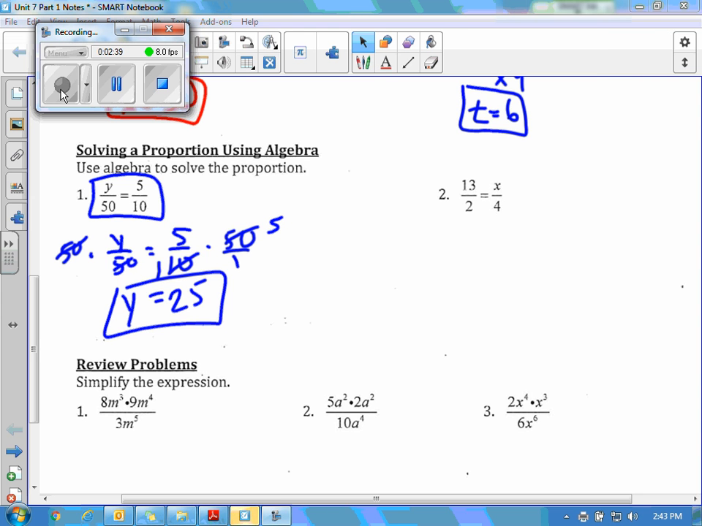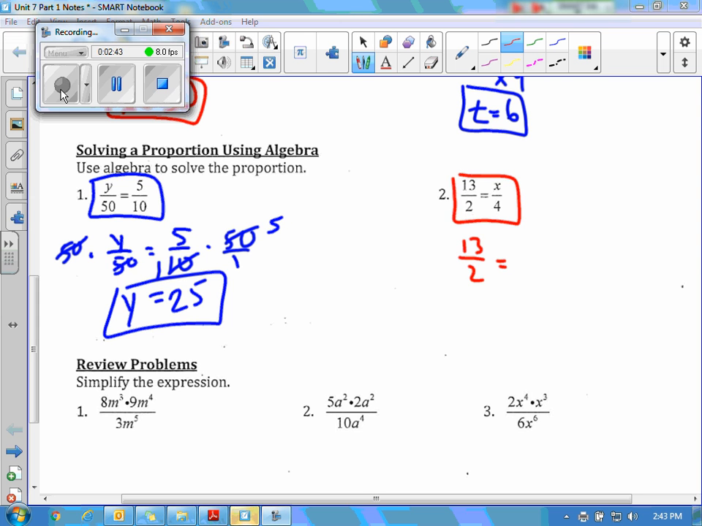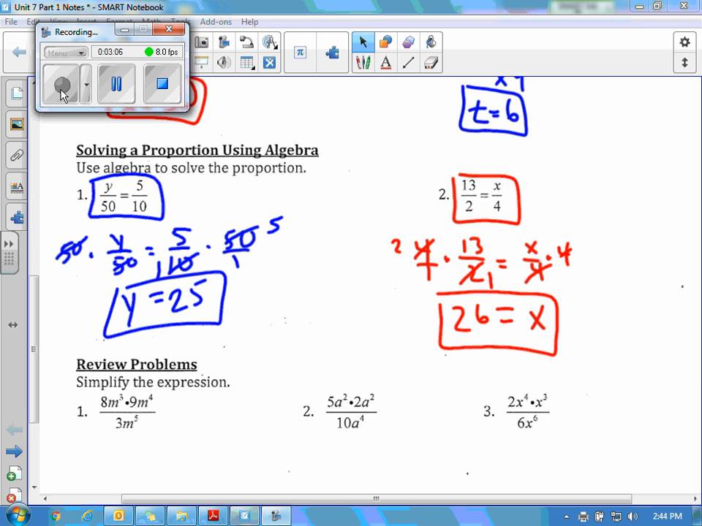On number 2, again, I'm going to start by boxing and rewriting. So I have 13 over 2 equals x over 4. I go to the side with the denominator, which is the right side. And I have x on top and 4 on the bottom, so I need to multiply by that denominator. So on the right side, the 4s cancel out, and I'm just left with x. On the left side, I can divide the 2 by 2 and get 1, and the 4 by 2 and get 2. 2 times 13 is 26, so I know x has a value of 26.